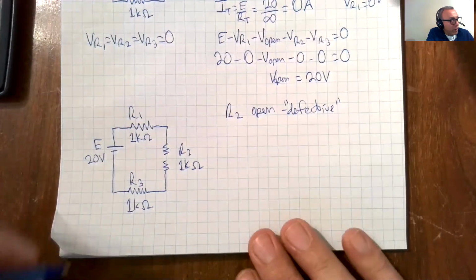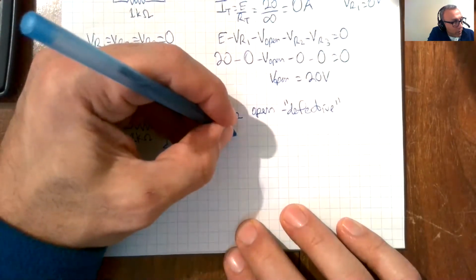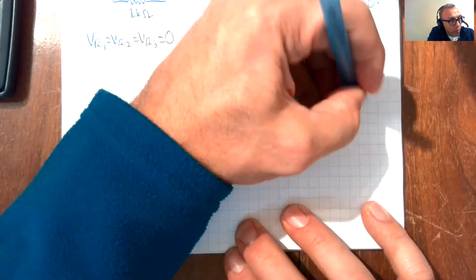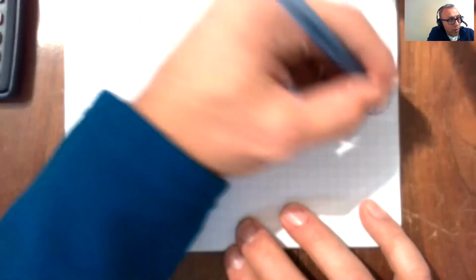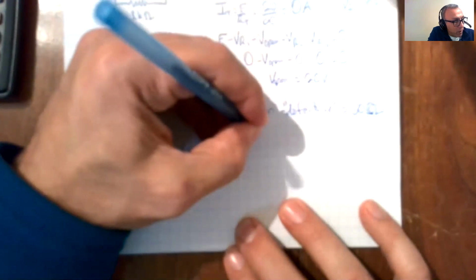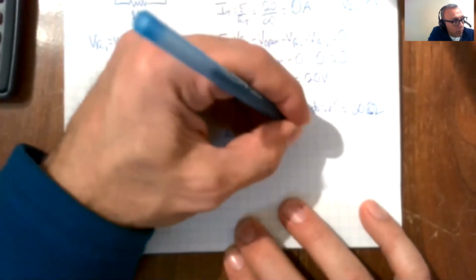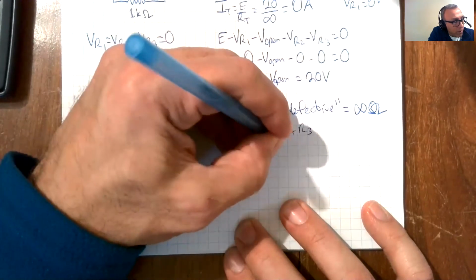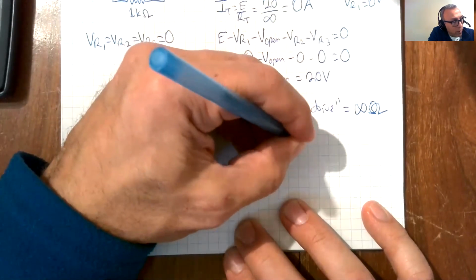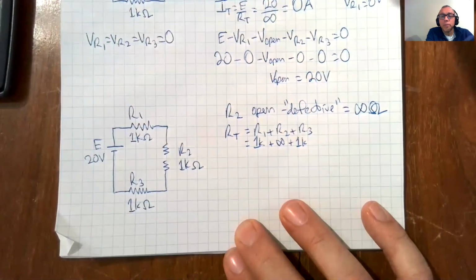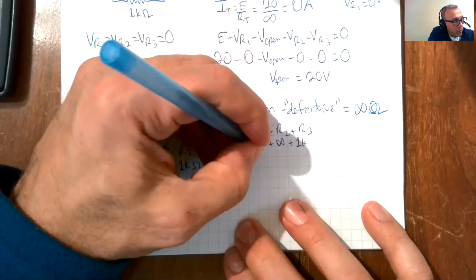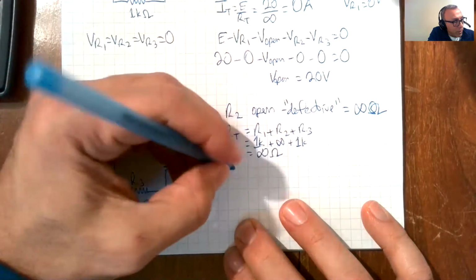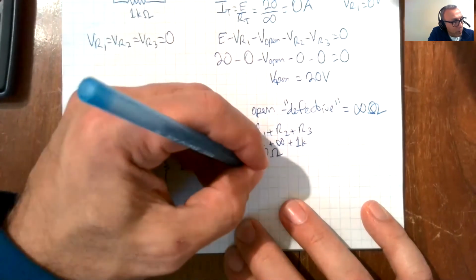So what happens in this circuit is we have RT. So now R2 is now infinite resistance, okay? So now RT is equal to R1 plus R2 plus R3, which is equal to 1K plus infinite plus 1K, which is equal to infinite, which means that IT is equal to 0.